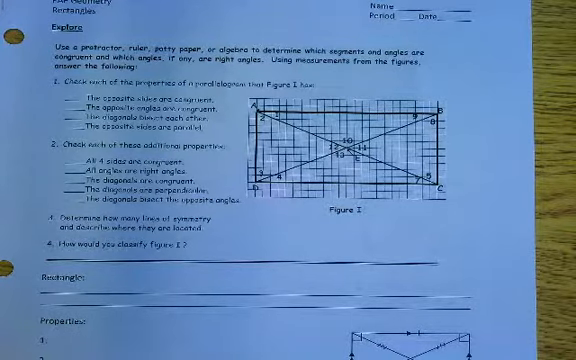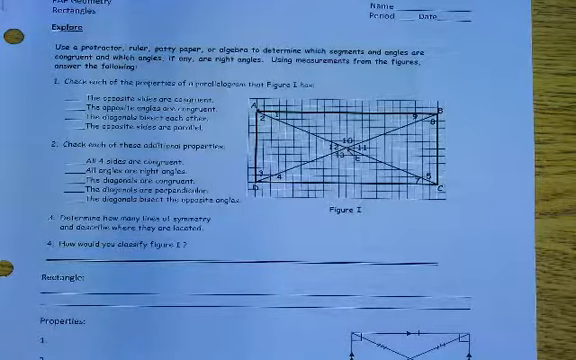Have a ruler in your blue bucket. There should be some protractors in there. Okay, there's not enough for everybody to share. Okay.